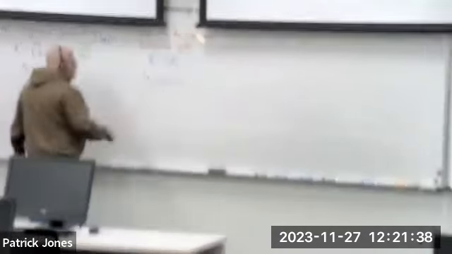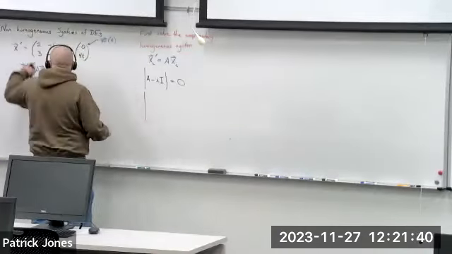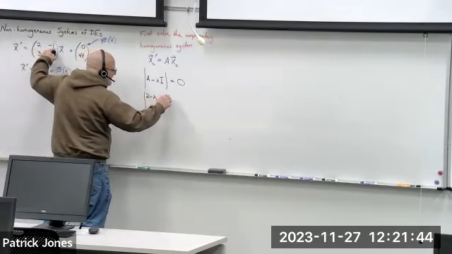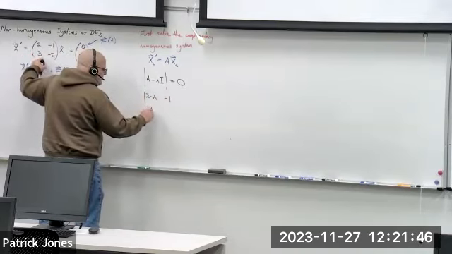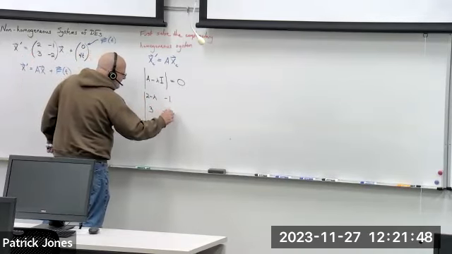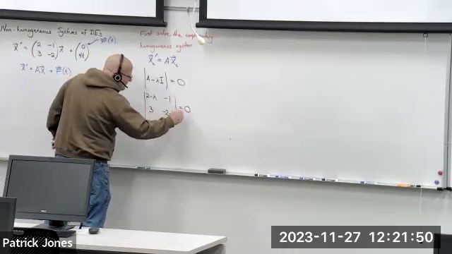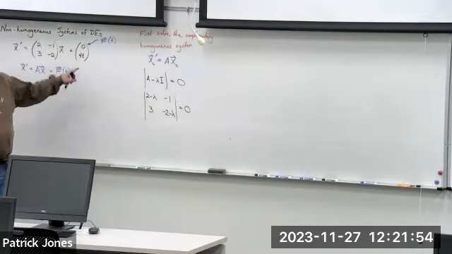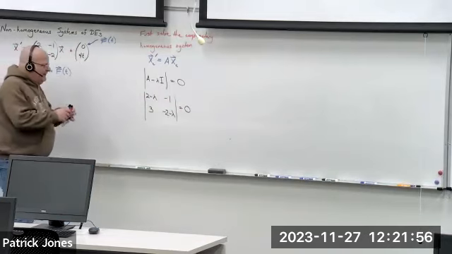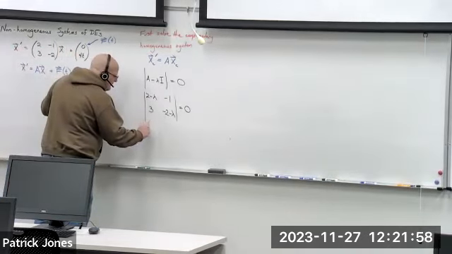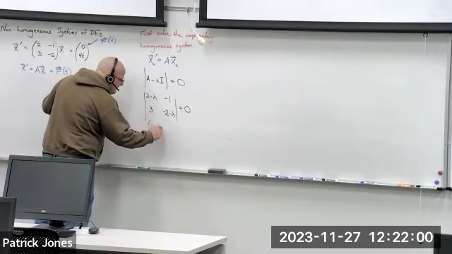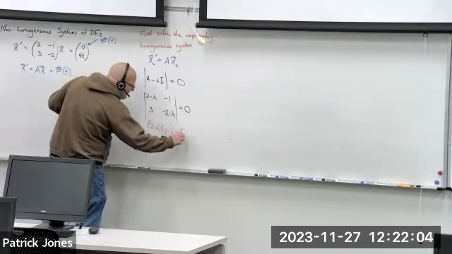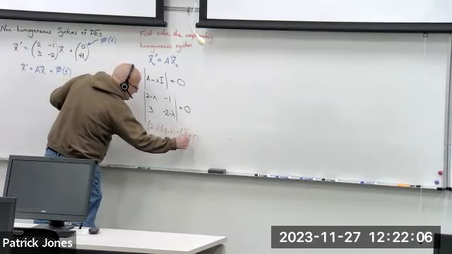So in this case, we're taking the determinant of [2 minus lambda, -1; 3, -2 minus lambda], setting that to 0. It's 2 by 2, so our determinant is down minus up. So 2 minus lambda times negative 2 minus lambda, minus a negative 3, equals 0.